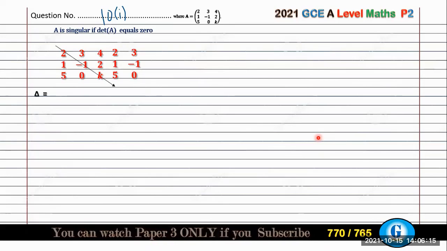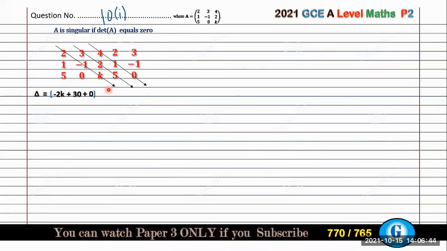Here the determinant will be given by, you write out this matrix, then you copy out the first and second columns again. So you copy out 2, 1, 5, this is it, 3, minus 1, 0. Then now we get the product of each of the diagonal lines. So 2 times minus 1 times k gives us minus 2k. 3 times 2 times 5 gives us plus 30. 4 times 1 times 0 gives us 0.